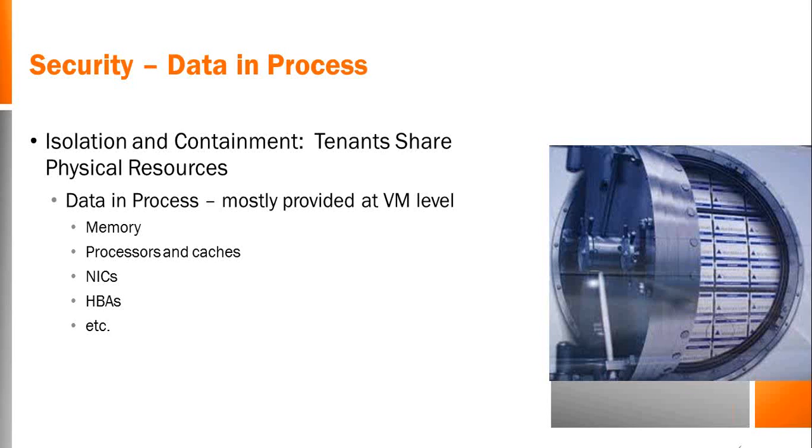When we think about security, particularly when we're talking about isolation and containment, data can be in different states. One state is data in process. It's actually in memory, in the processor, and it's vulnerable in that state. You need to think about not just data in memory, but also what's going through processors and caches, and the NICs and the HBAs, etc.